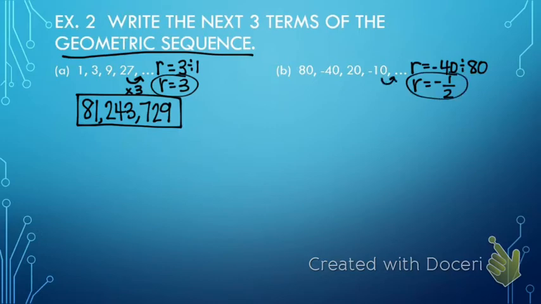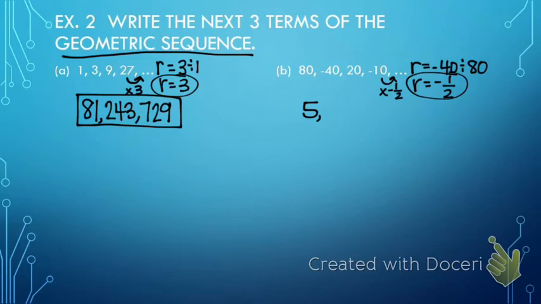We're supposed to multiply. So we're going to show that we know to multiply by negative 1/2. Now, what is negative 10 times negative 1/2? 5. Not negative, because you're doing a negative times a negative, which gives you a positive. Okay, so it's a positive 5.